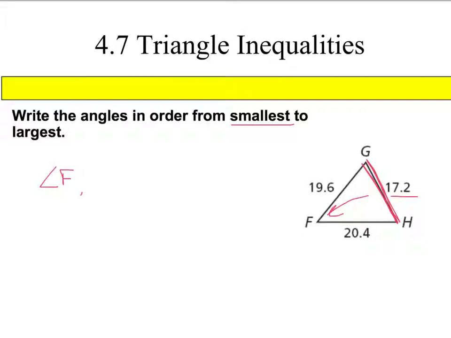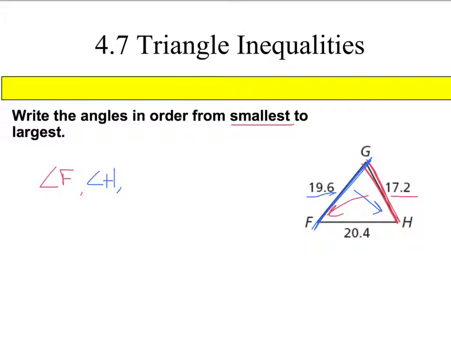Okay, same thing. Next, we're going in order. So which one is the middle length of the side? Which is 19.6. 19.6 is the next largest, which is FG. The angle opposite of FG is angle H. So angle H is the next biggest angle.